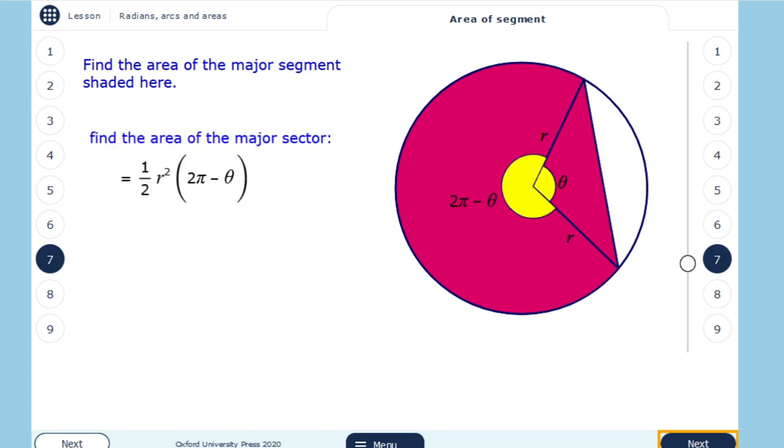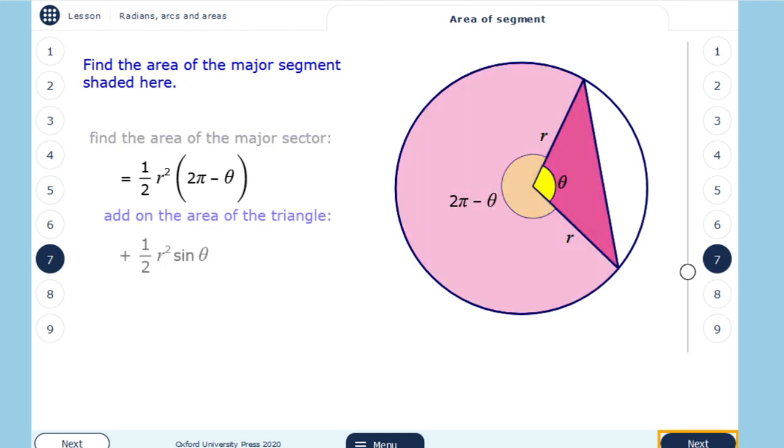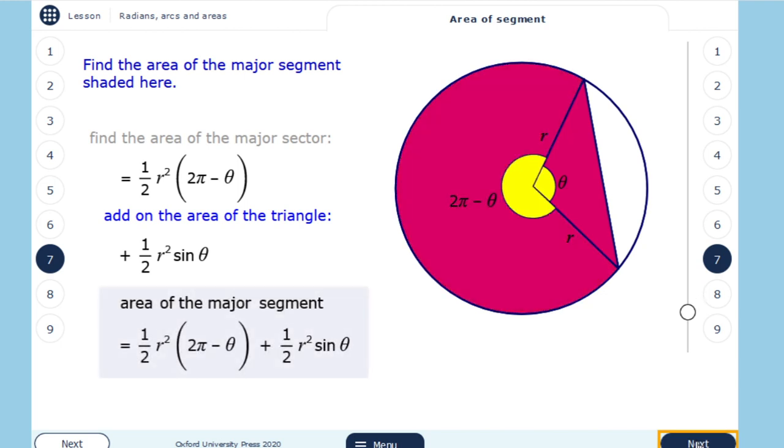Now, find the area of the major segment, shaded here. Find the area of the major sector: 1 over 2 r squared times 2π minus theta, which is the angle. And the area of the triangle, which is 1 over 2 r squared sine theta, and the area of the major segment is this one.